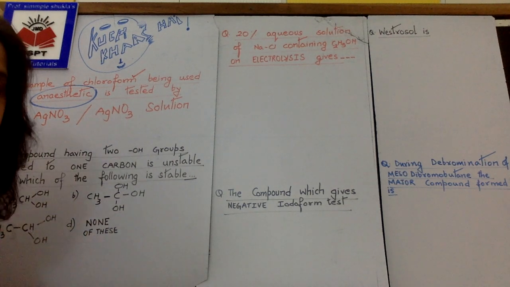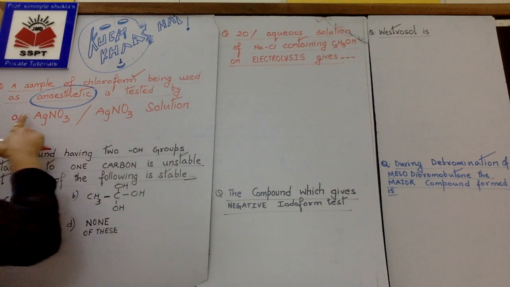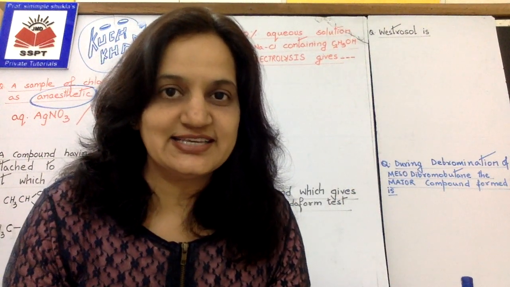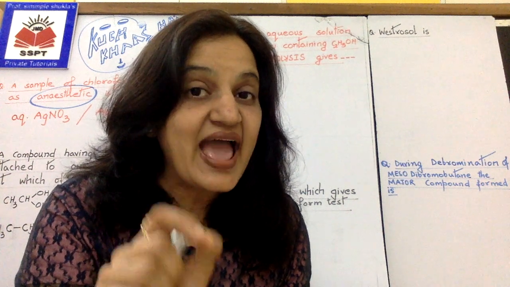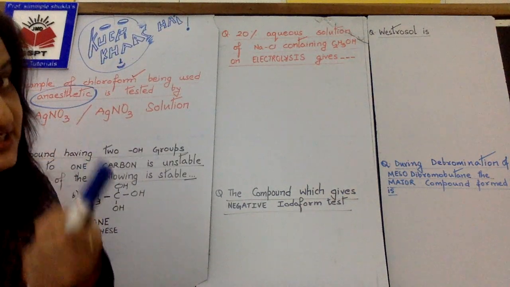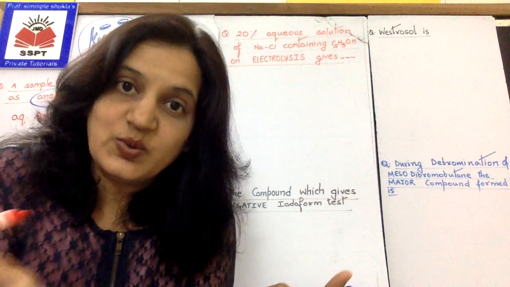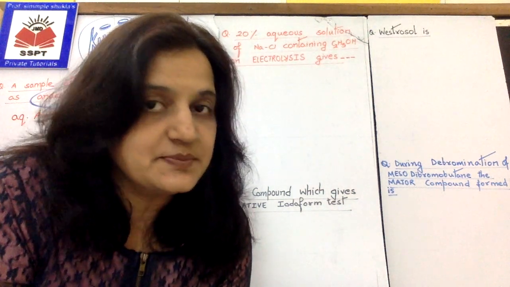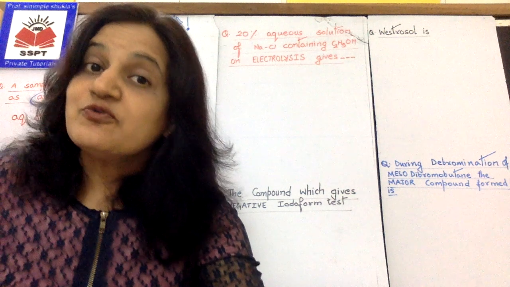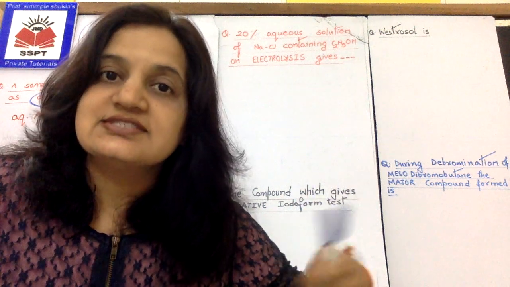What happens is when you treat chloroform with aqueous AgNO3 and you don't obtain any precipitate of AgCl, then that chloroform is pure and can be used as anesthetic. But if chloroform when treated with aqueous AgNO3 produces white precipitate of AgCl, then that chloroform is not to be used as anesthetic since it contains phosgene.